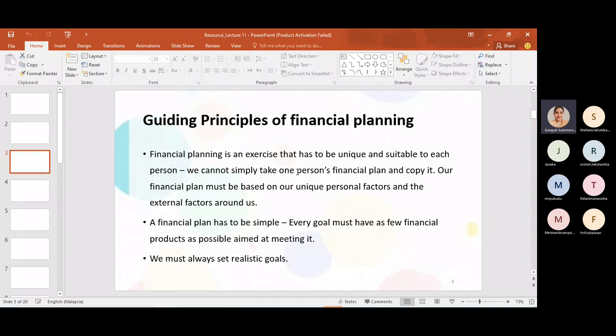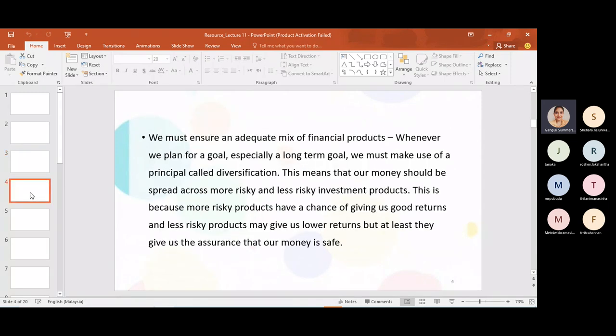So when making a financial plan, another main principle is to always set realistic goals. We must always set realistic financial goals, financial goals that we can achieve. Those are the kind of goals that motivate us and guide us throughout the journey. So the goals should be realistic always. These are the main principles of financial planning.